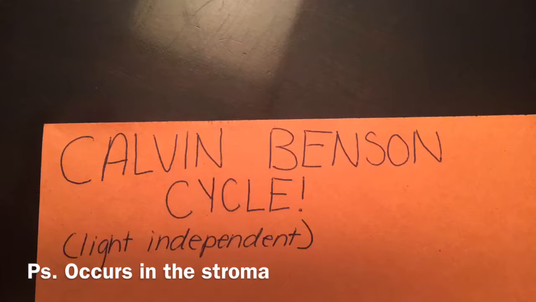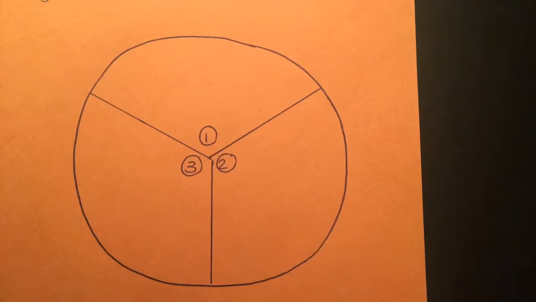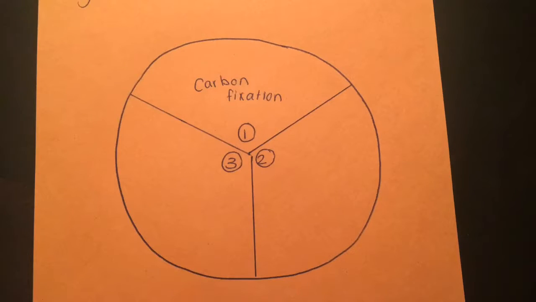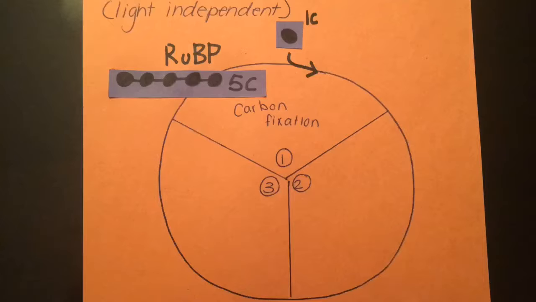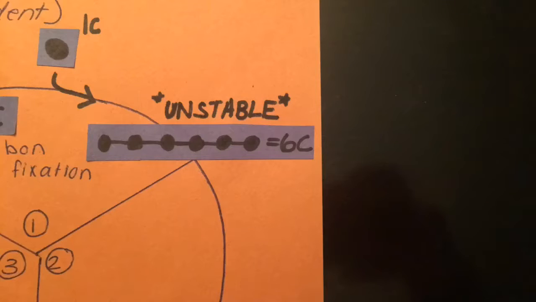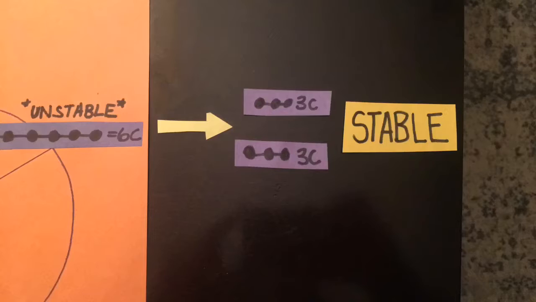The Calvin-Benson cycle, our light-independent reaction, has 3 stages, 1, 2, 3. The first being carbon fixation. It starts with RuBP, which stands for ribulose bisphosphate, a 5-carbon compound that is added to the input of 1 carbon, which gives us an unstable 6-carbon compound. Because it's unstable, it immediately breaks down into 2 identical 3-carbon compounds. These are our first stable products of the process.